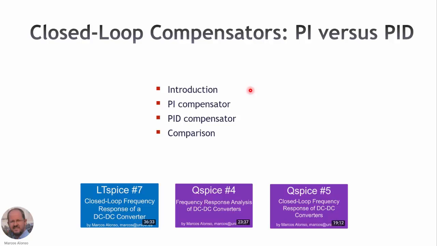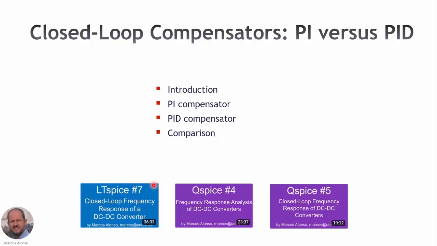Today we're going to talk about closed loop compensators, PI versus PID. In this video we will see the introduction first, then we will show the PI compensator that we are going to use to operate a buck converter in closed loop. We will design a PID compensator to try to improve the response of the converter in closed loop. And finally, we will show a comparison between both compensators using Qspice simulations.